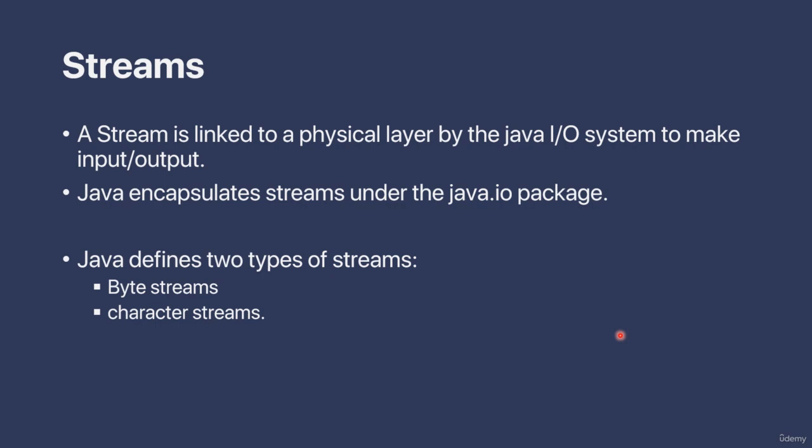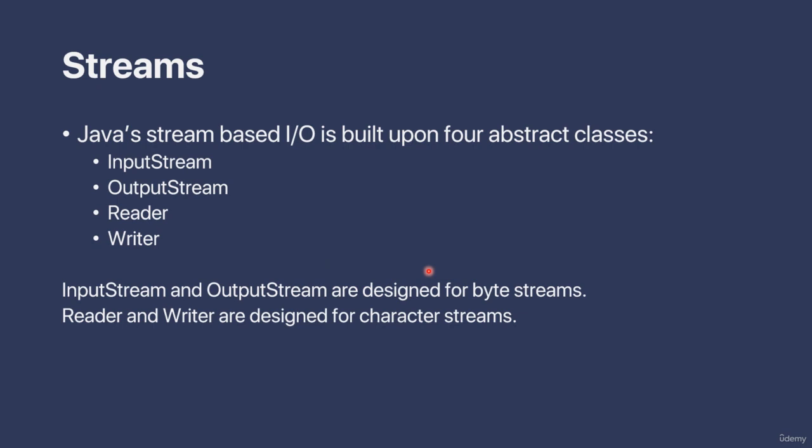Java defines two types of streams, byte streams and character streams. These are very important types of streams, the byte and the character. We are going to see the different types that we need to ensure they are read correctly.